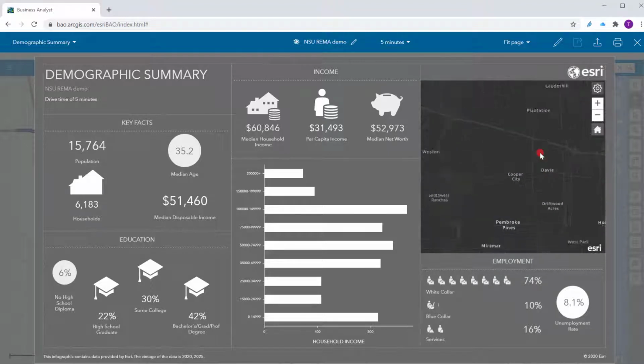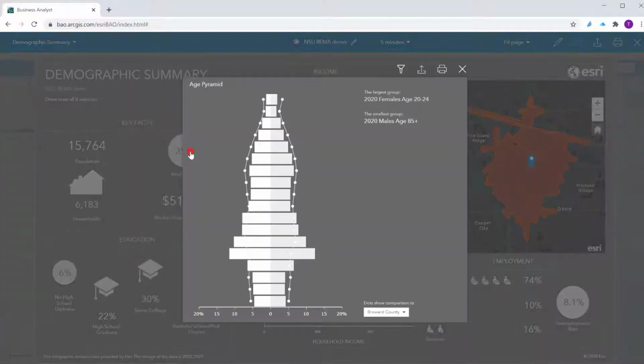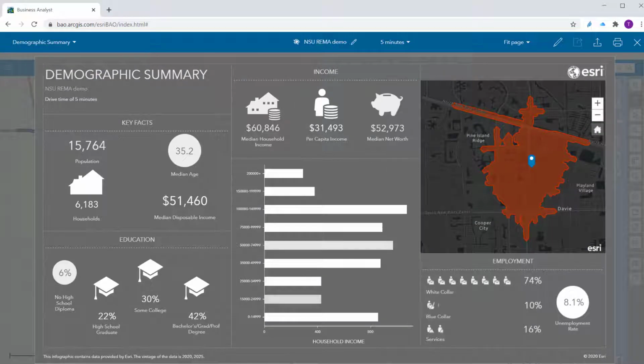I can zoom in and zoom out. I have income breakdowns. And education. I even can click on this. And depending on how the so-called infographic was programmed, I can see different other elements of that. Yeah, data shown in comparison to Broward County, which makes sense. I'm in Broward County. Yeah, so I did 3 buffers, 3 distances.